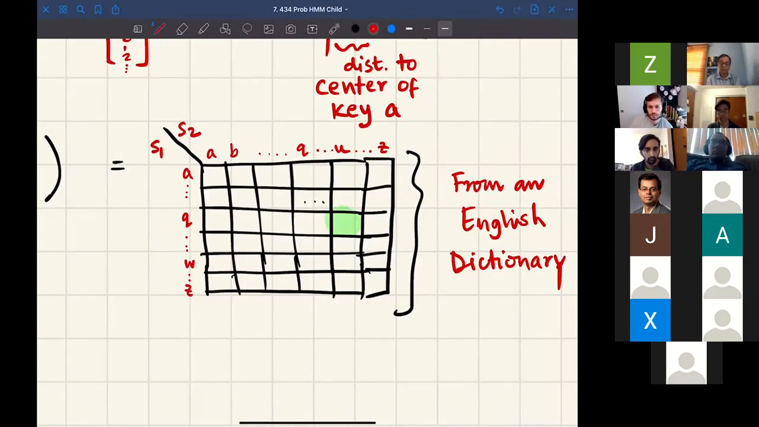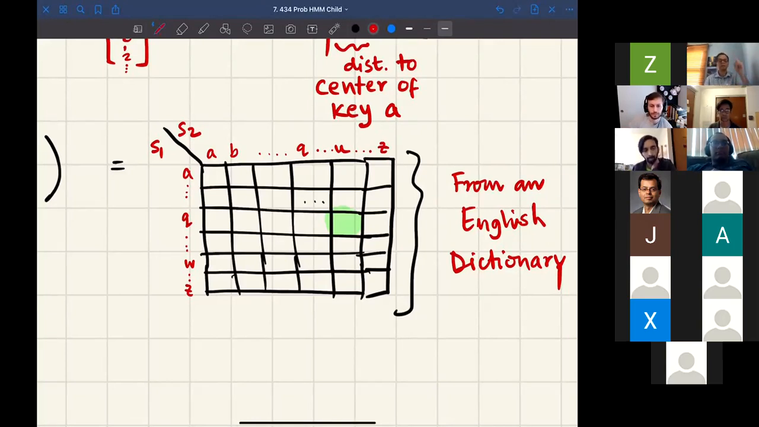Okay, so how do you fill up this probability? How do you fill up this matrix now? You have an English dictionary. I give you an English dictionary. You have to fill up this matrix. What do you do? You just basically record how many times each one occurs and then divide by the total sum. Or like how often one letter occurs after another.